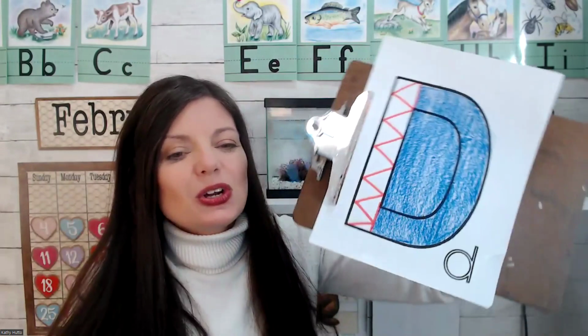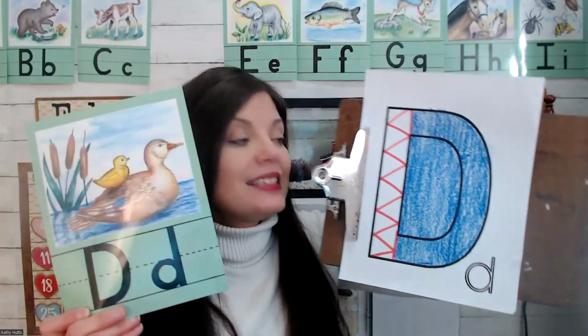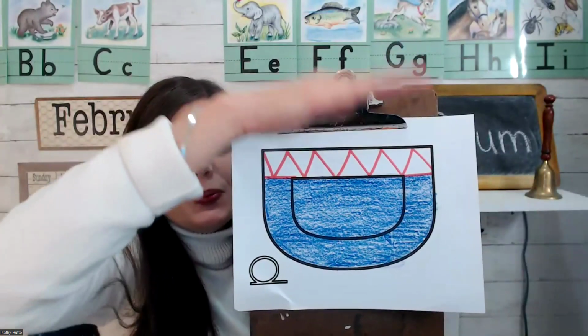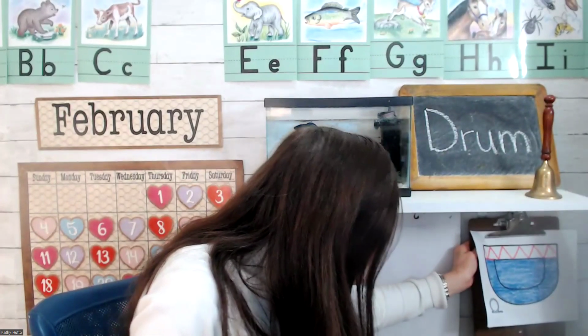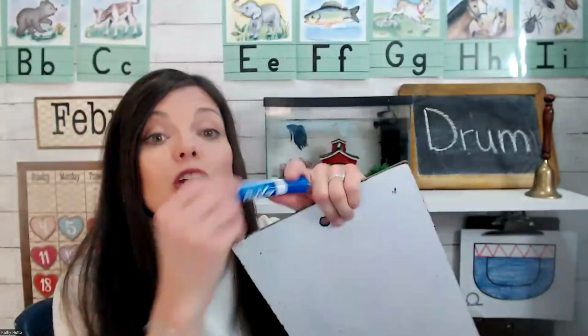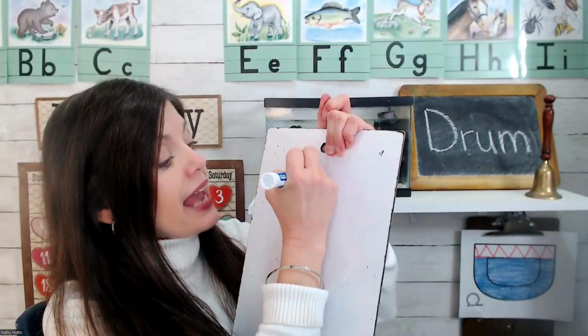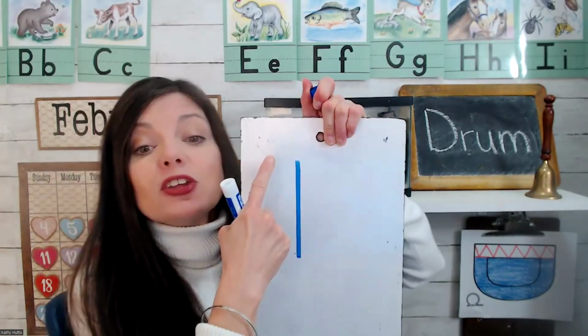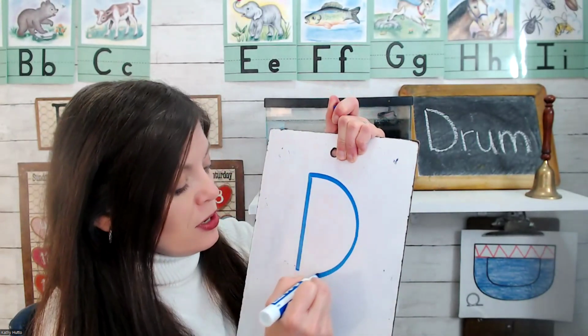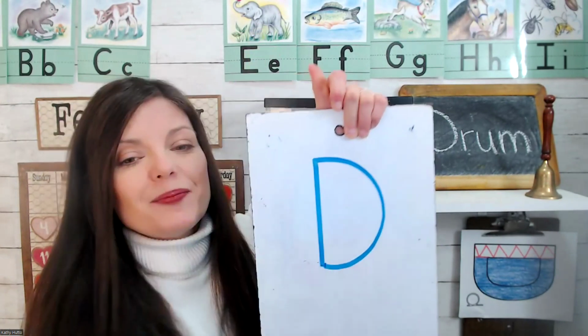This is letter D, and D is for drum. Boom, boom, boom. Now that we can recognize letter D, let's practice writing it. To write letter D, you're going to make a line that goes down. Then you're going to go back up to the top and curve around from the top to the bottom.